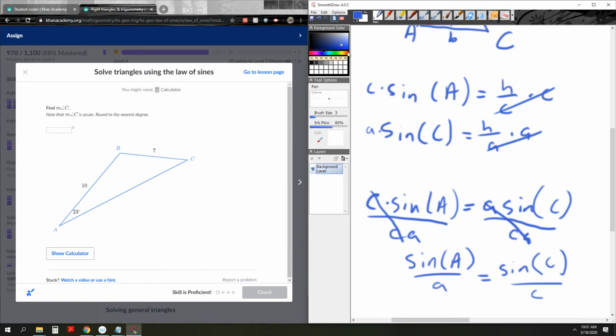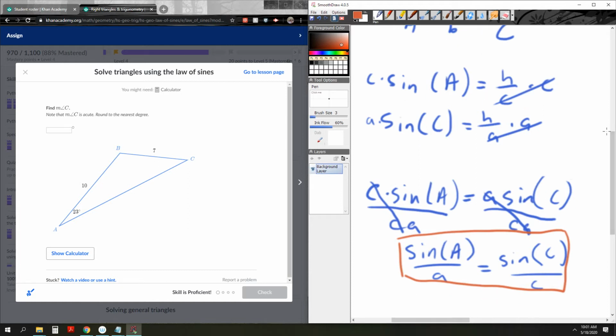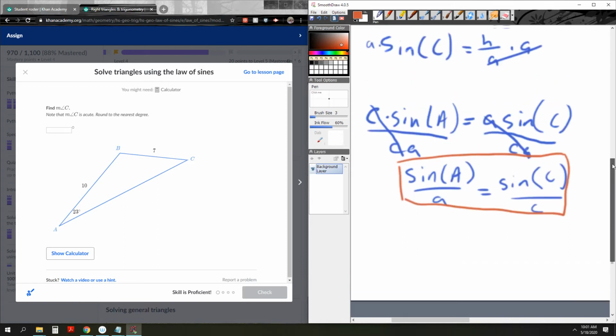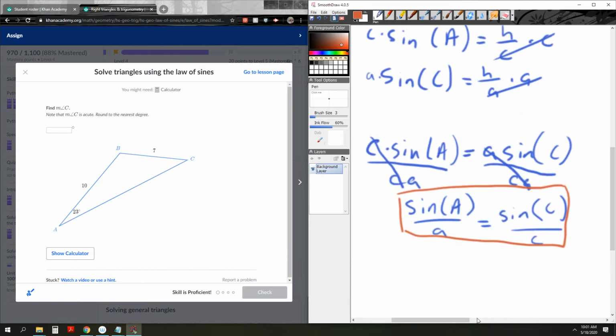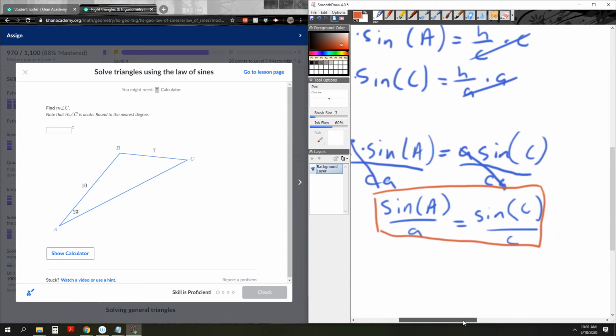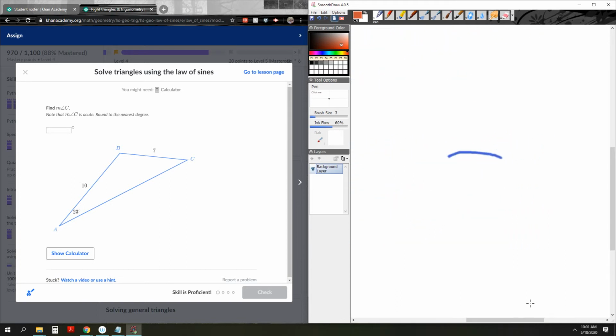This right here, this is the law of sines. Okay? Which means now we can just plug stuff in instead of actually doing anything. Right? So let's copy this for a second. I don't think I can just click on it and move it, which is lame. Okay, so we'll just write it up here.